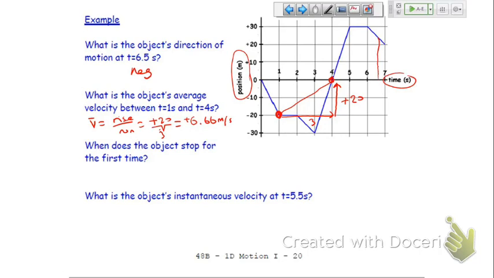meters per second. When does the object stop for the first time? What time does the object stop for the first time? 1 second. It's that beginning of that guy. So that's 1 second. What is the object's instantaneous velocity at t equals 5.5 seconds? It would be the tangent to this. 0 meters per second. Cool. I want to go back.